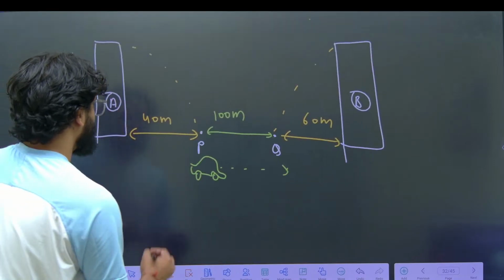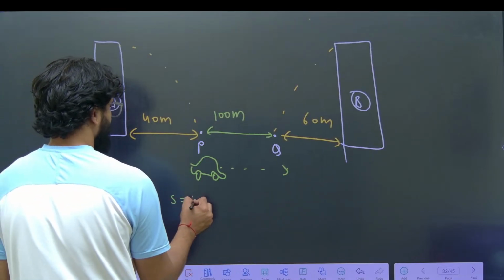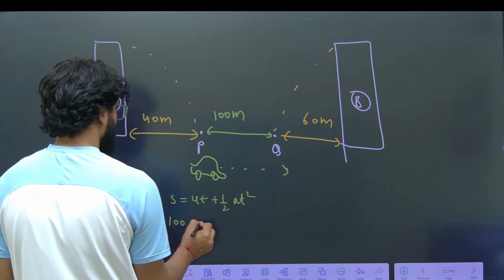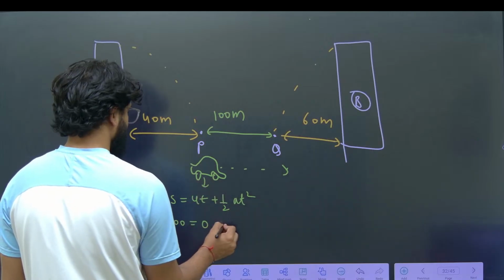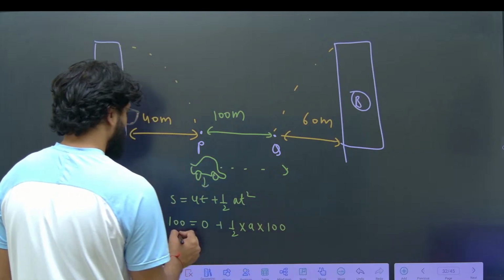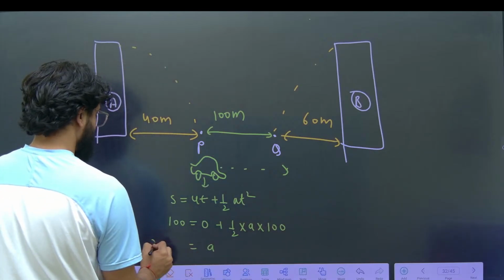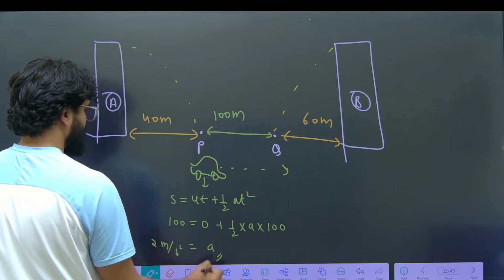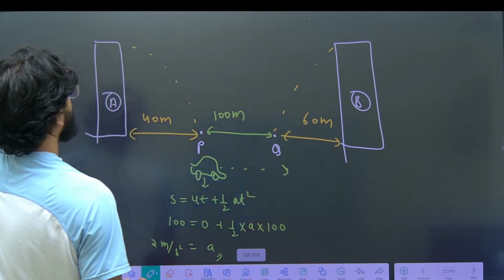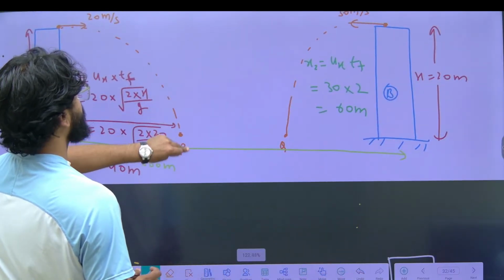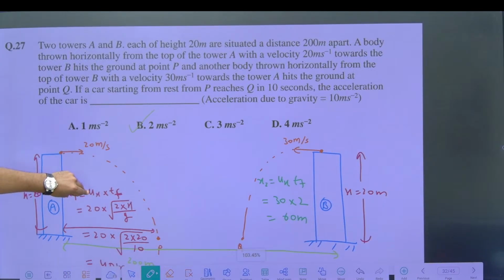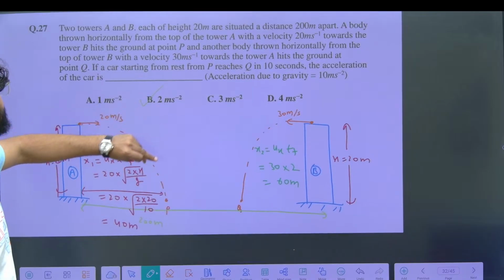Can we write s equals ut plus half at square? You are traveling 100, initial velocity of car is 0, acceleration we have to calculate, and it is happening in 10 seconds, so 100, correct? So acceleration of the car is 2 meters per second square, correct? Yes, very easy question.